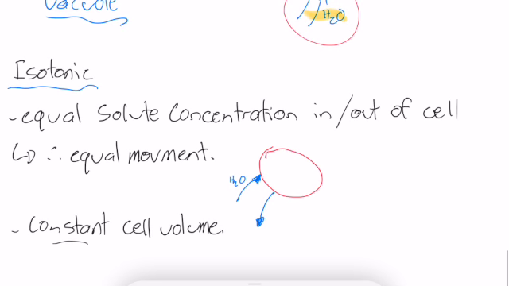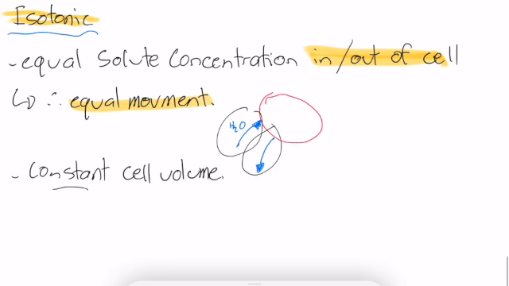The final form of osmosis is isotonic. Now, isotonic is unique because it says that there is an equal solute concentration in and out of the cell. This means that we're going to see an equal movement of water in and out of the cell. An isotonic solution brings a constant cell volume, and this is because of this equal movement.